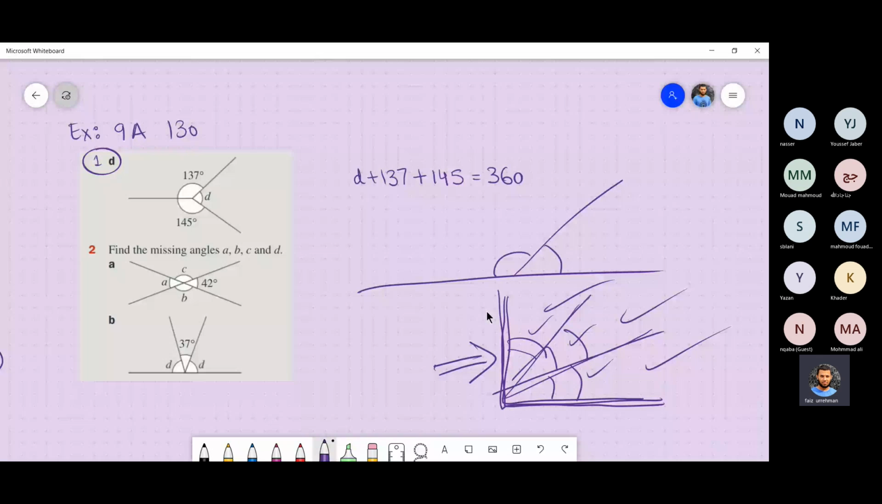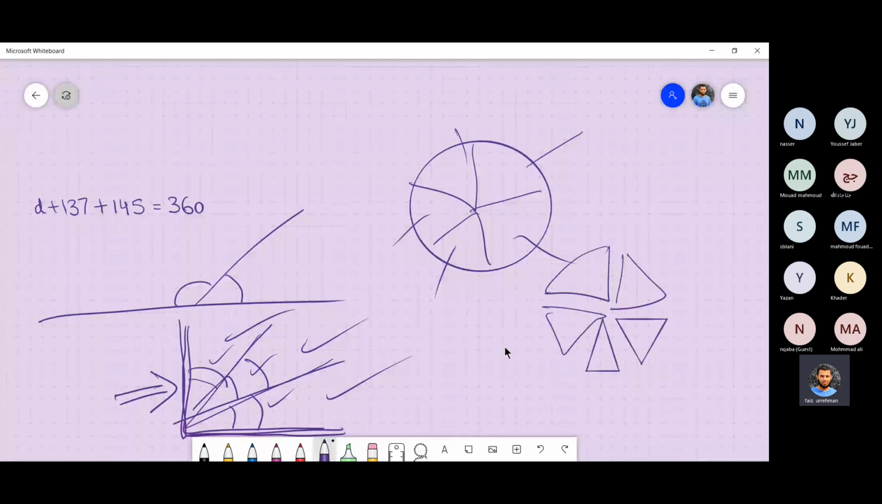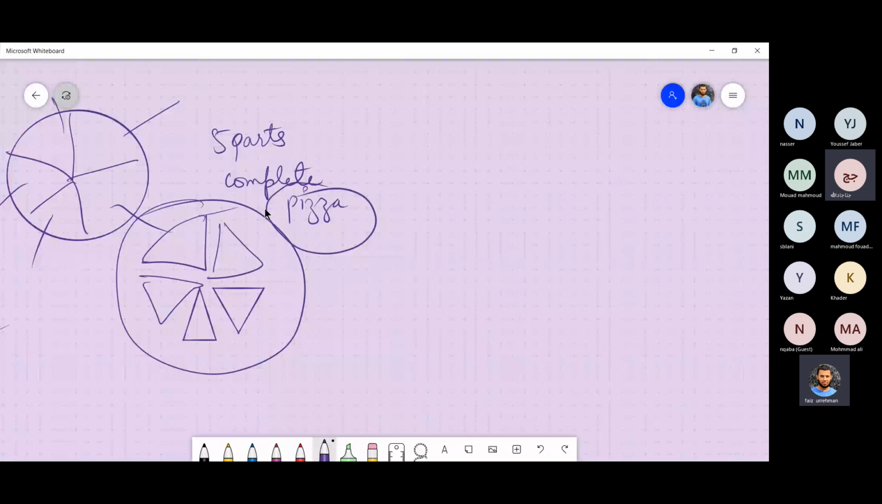If I have one pizza and I cut it into 5 or 6 parts, I take them away, and after that I bring them together, will it be 1 pizza or 5 pizzas? It is parts of one complete pizza. How many complete pizzas will be there? I am asking how many pizzas, and you are telling me 5 pieces.